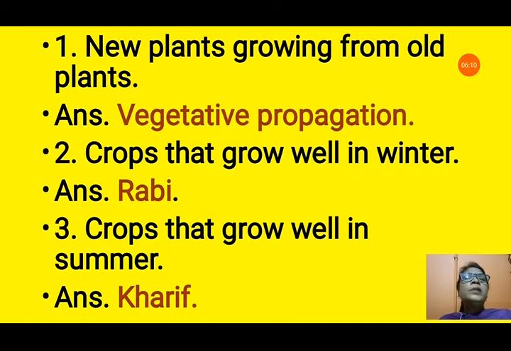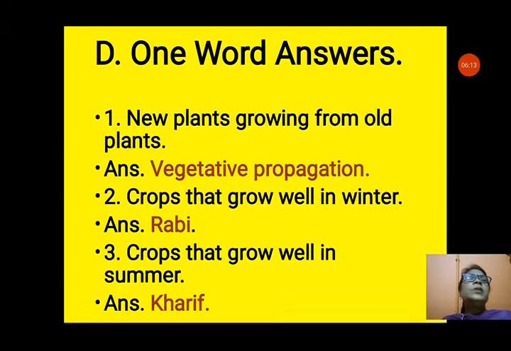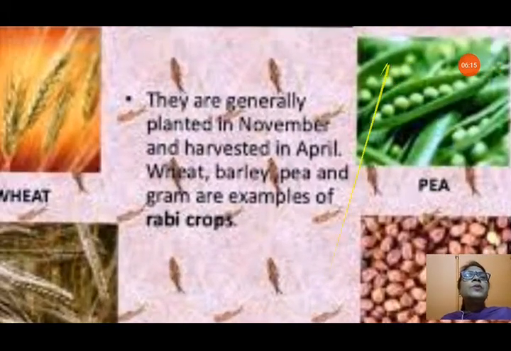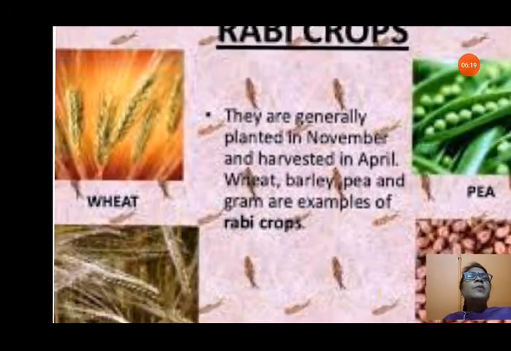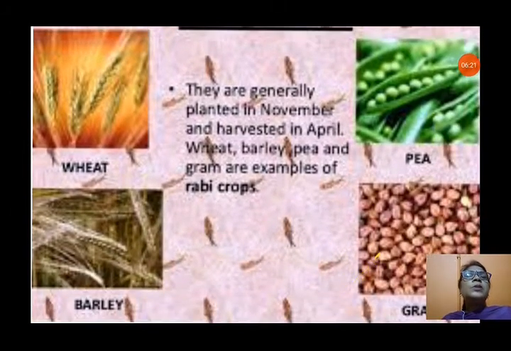Crops that grow well in summer are kharif crops. We will see the picture also. You can see here rabi crops. They are generally planted in November and harvested in April. Wheat, barley, pea, gram are examples of rabi crops. You can see the picture of rabi crops also.